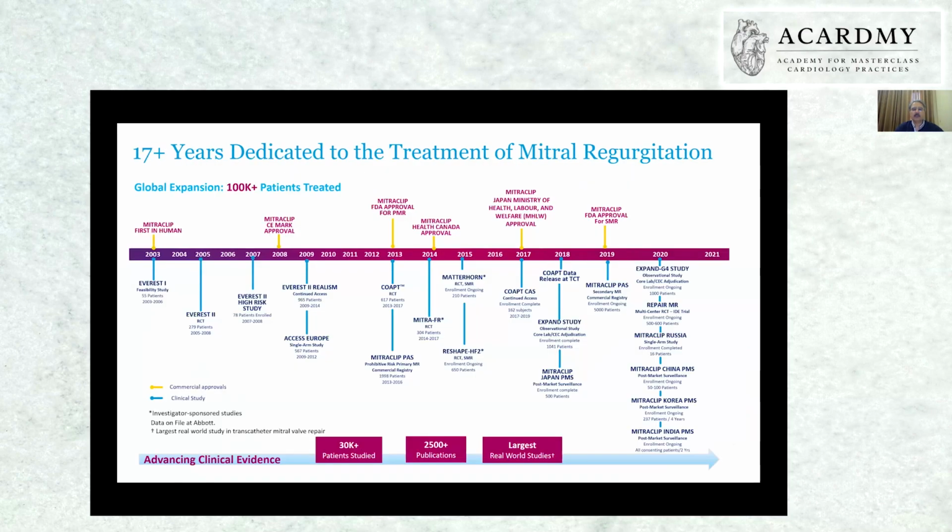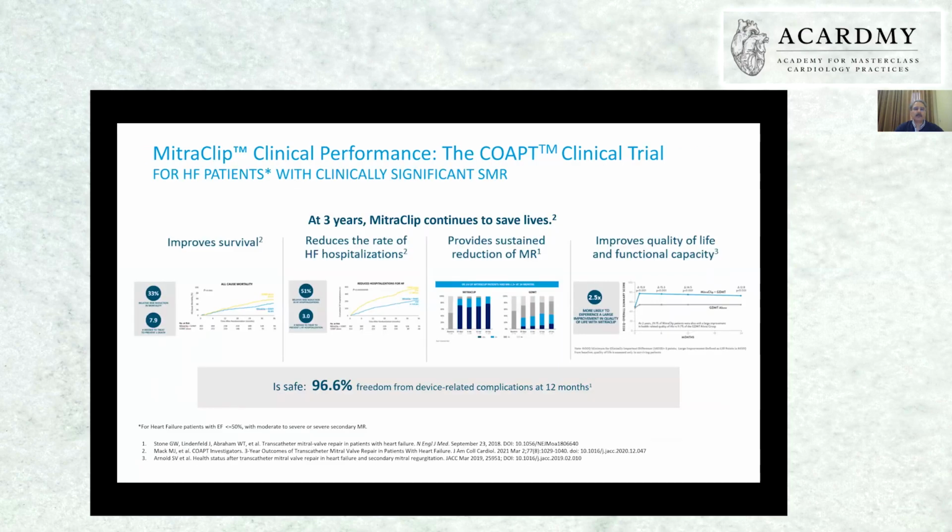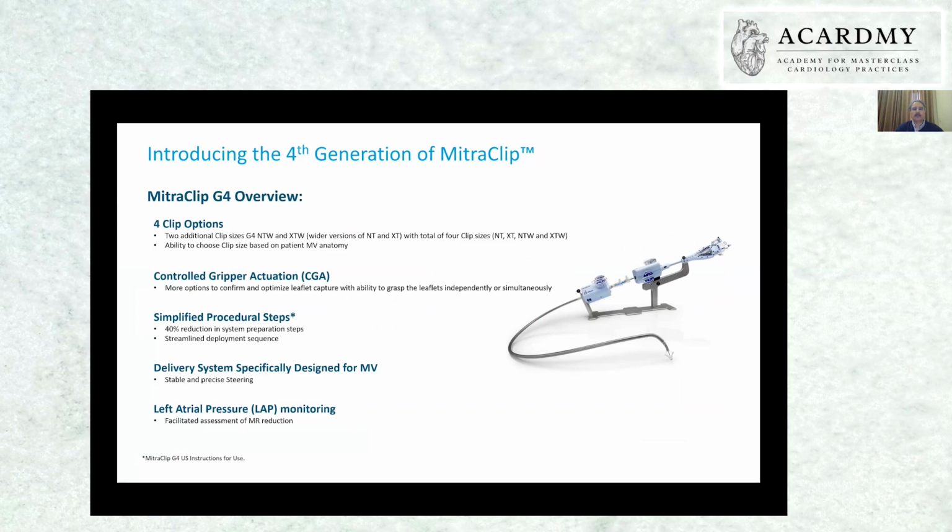I'm not showing you that video. I'll show the real-life cases. We have good trials, good data. The COAPT trial showed that this gives us a survival benefit as well as a decline in heart failure admissions and hospitalizations. Four generations of Mitraclip are available. This is how we plan. Let's come to the cases.